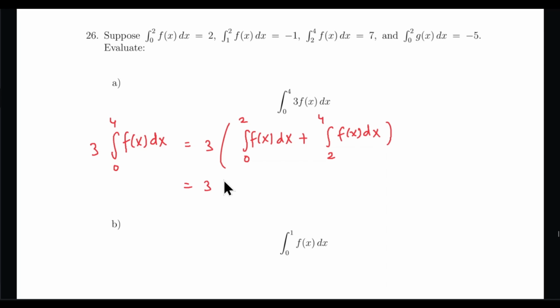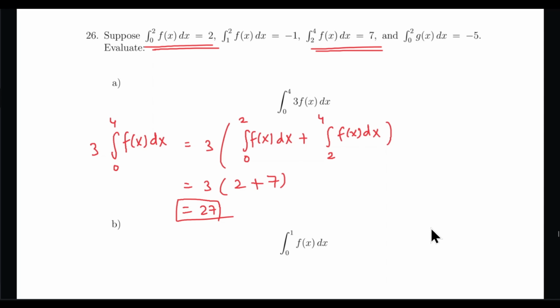So it's going to look like 3 times, 0 to 2 integration is just 2, and 2 to 4 integration is 7. And 7 plus 2 is 9. 9 times 3 is 27. So our answer for part A is 27.